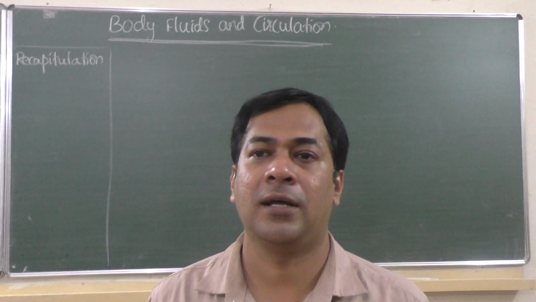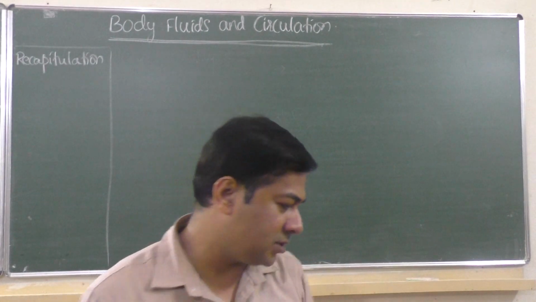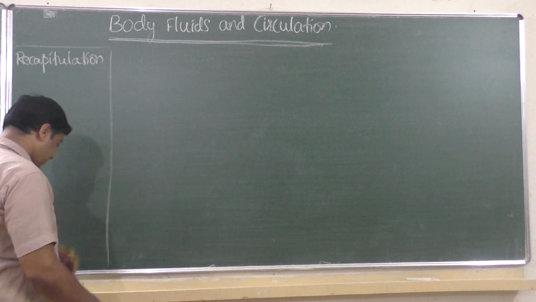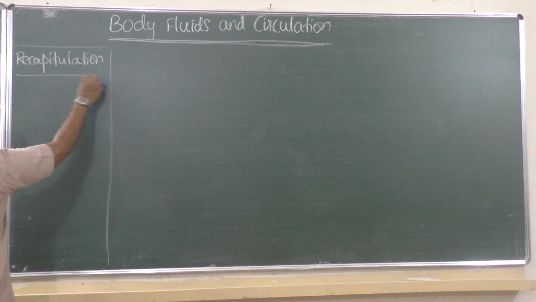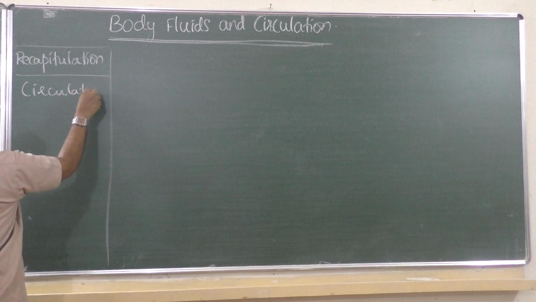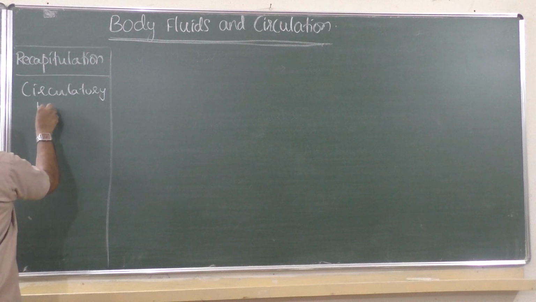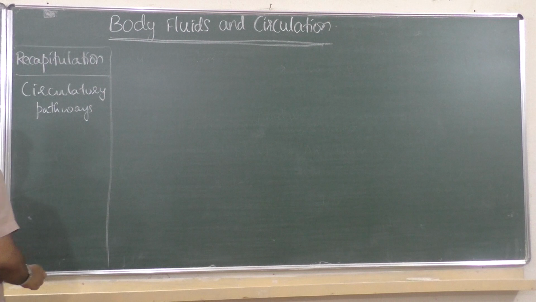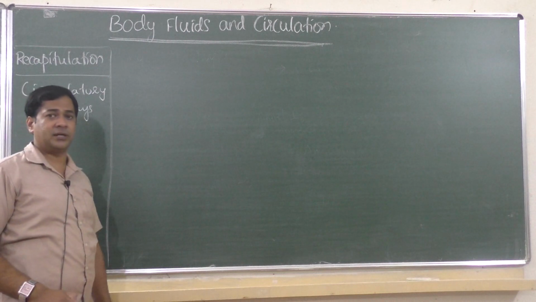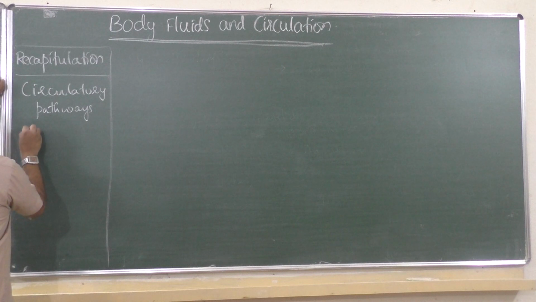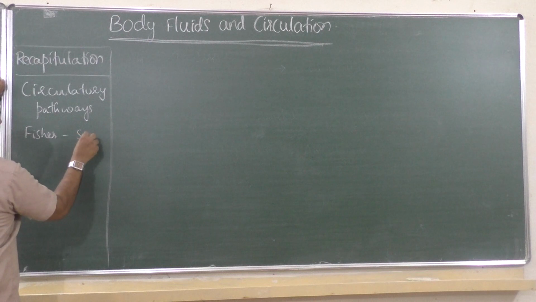So students, in our last class under the chapter Body Fluids and Circulation, we have learnt circulatory pathways. Let us just see what we have learnt in the last class: how blood and lymph are circulated in all the different animals. We have discussed, like in fishes. In fishes it is single circulation.